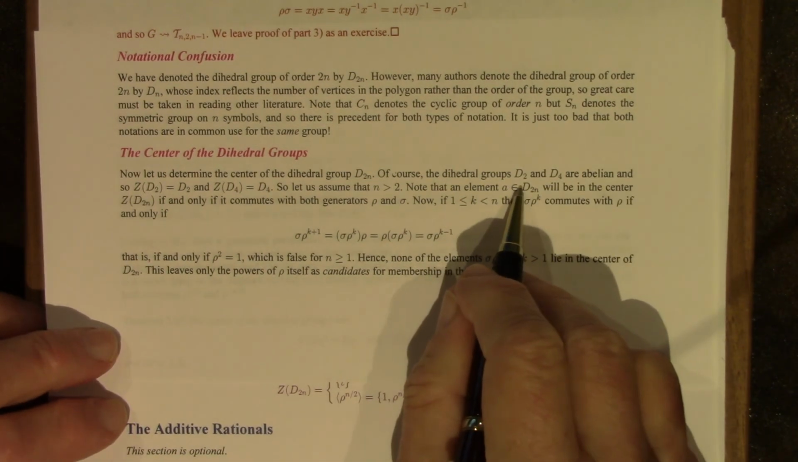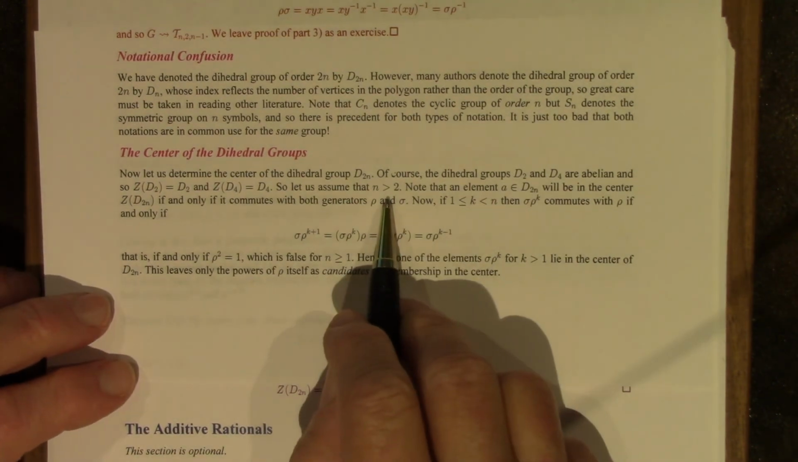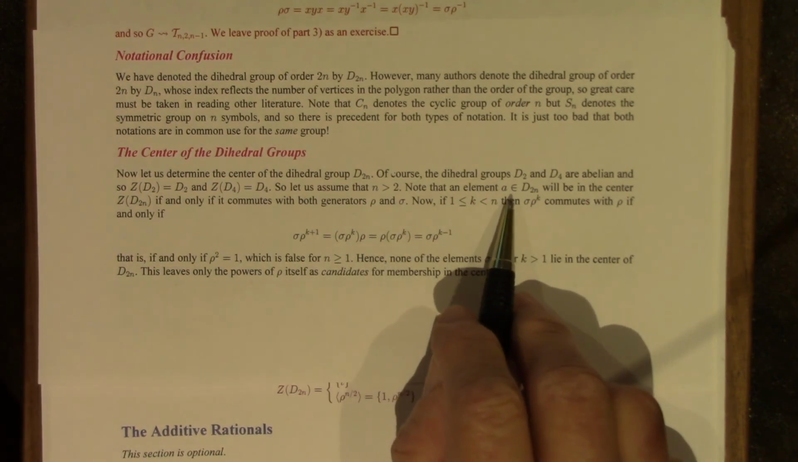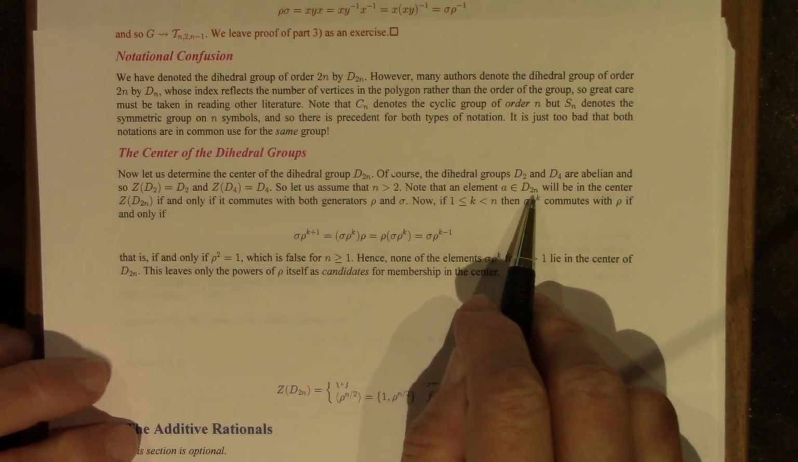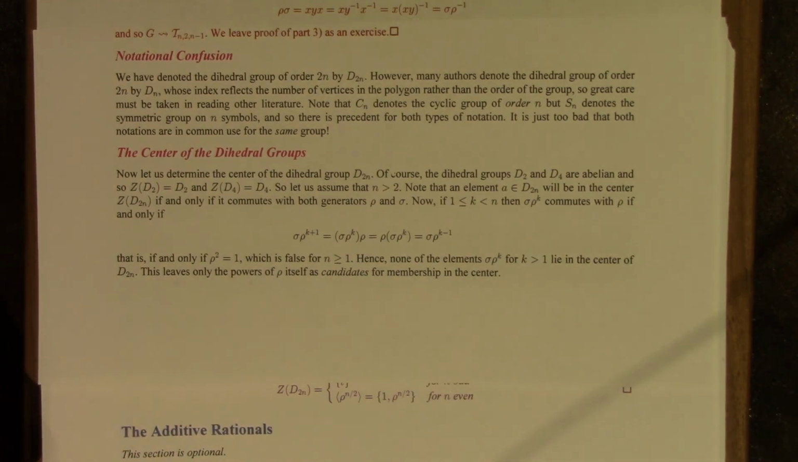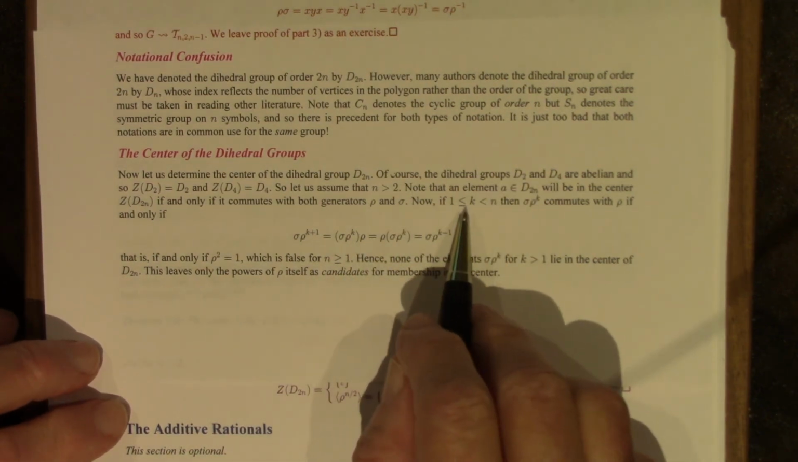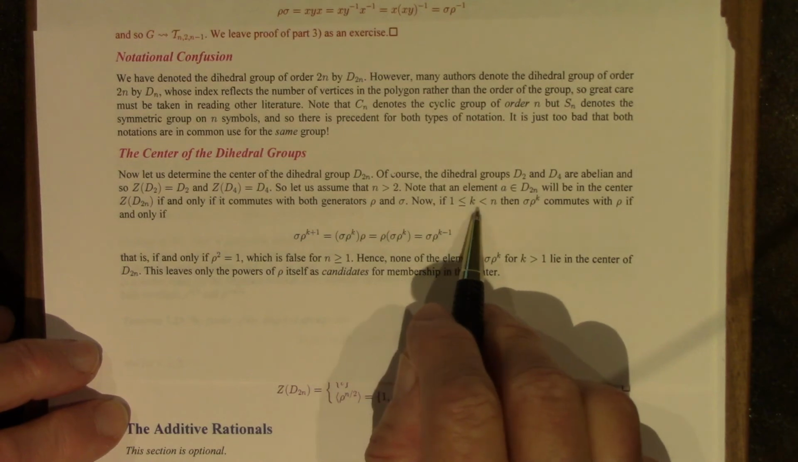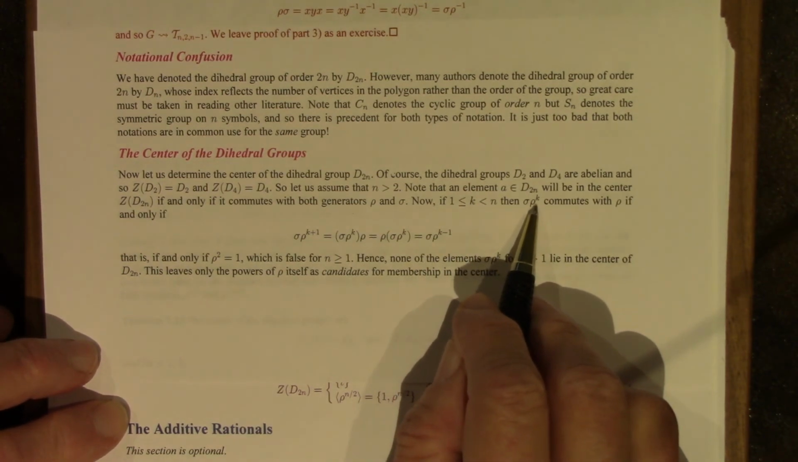The dihedral groups D2 and D4, when they're defined, are defined as abelian groups, so we don't need to worry about them. So we can assume that n is bigger than 2. Now, if a is an element of D2n, then it will be in the center of the group if and only if it commutes with both generators, rho and sigma. So if k lies between 1 and n minus 1, then let's look at this element, sigma rho to the k.